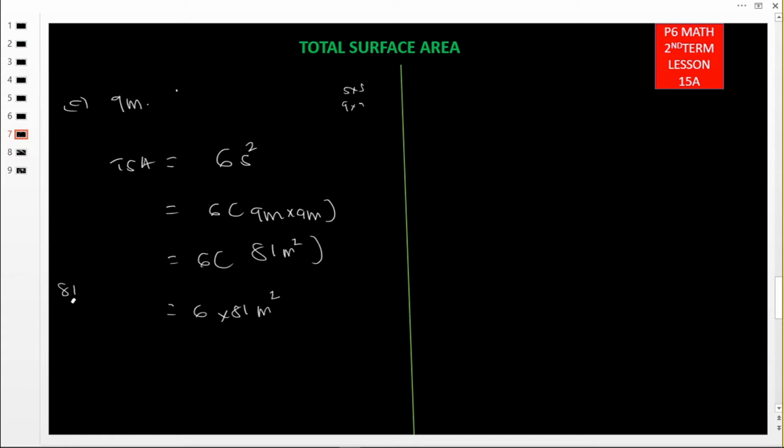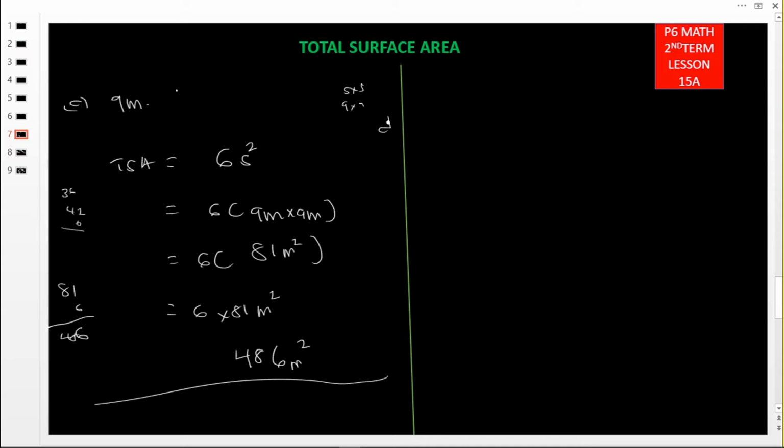So let us multiply from here. 6 into 1, 6 into 8, because 6 into 6, that is 36. 6 into 7, that is 42. 6 into 8 now is going to be 48. So it's going to be 486 meters squared.